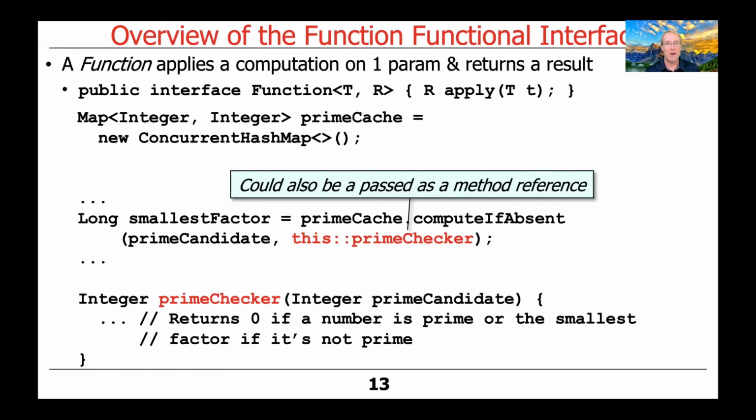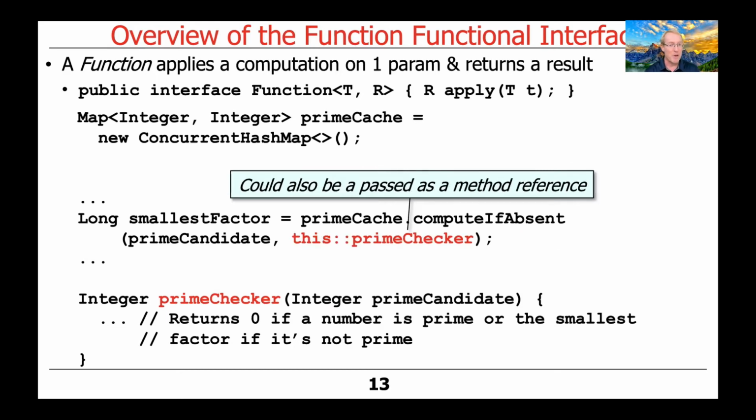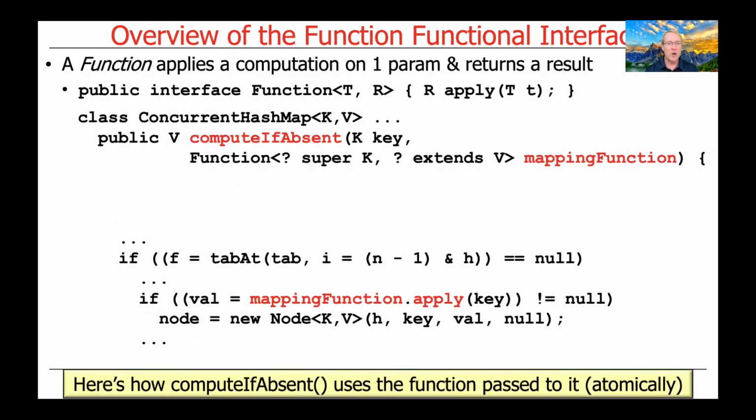Alternatively, you could pass in a method reference instead of passing in a lambda expression. I prefer the method reference whenever possible, so that's the one we're going to talk about here. Let's now take a look at the implementation of computeIfAbsent that you would find if you look at the source code for the ConcurrentHashMap class. As you can see here, computeIfAbsent is passed several parameters, one of which is a mapping function. We'll talk more about that in a moment.